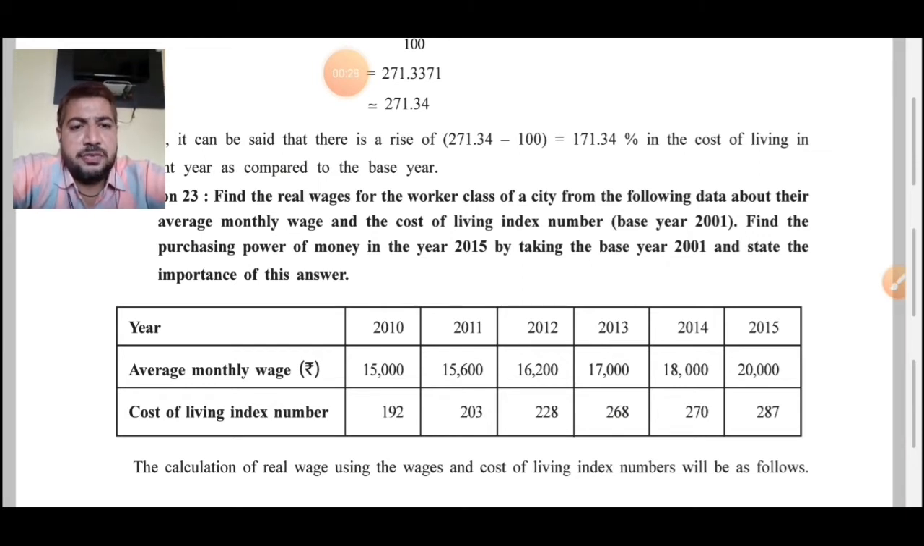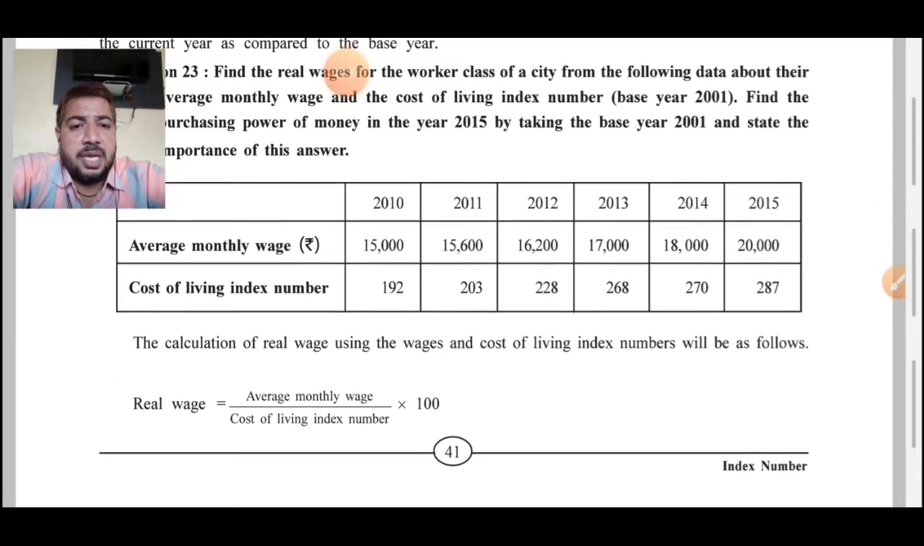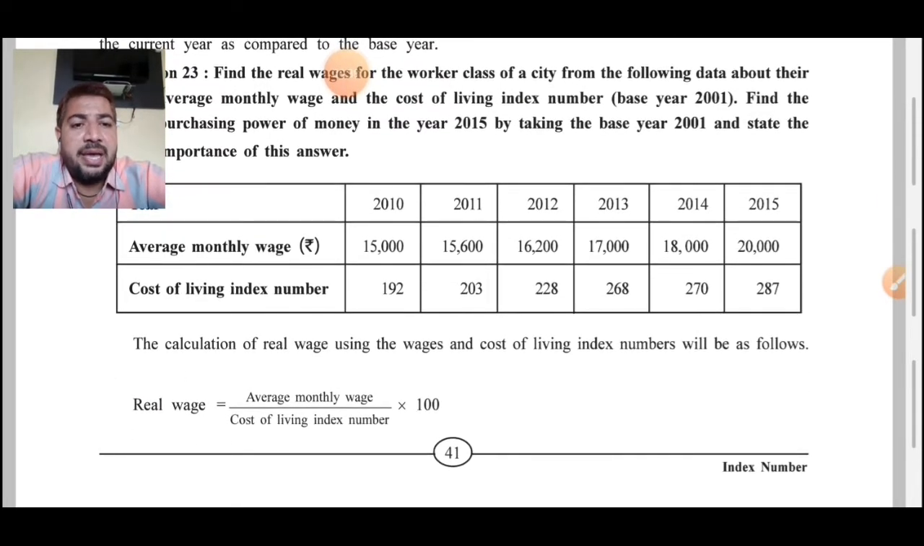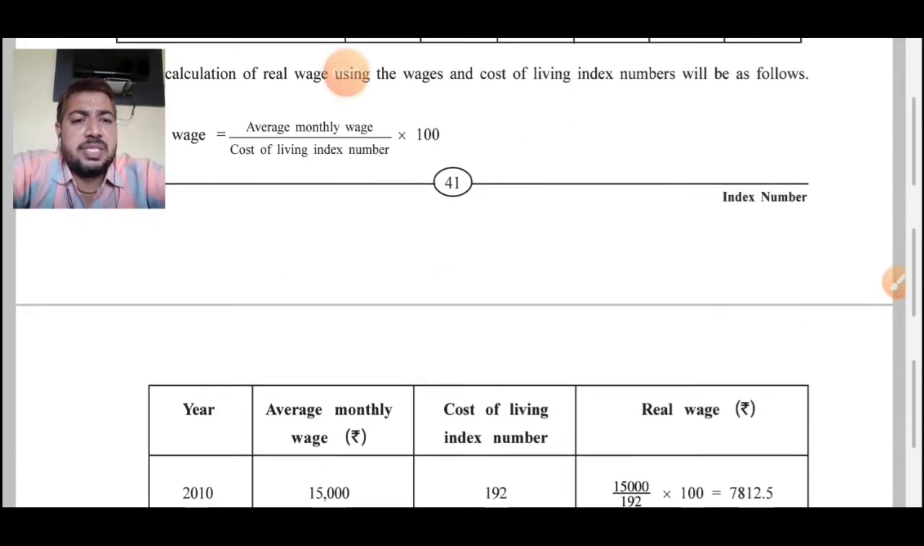So friends, in my last video we had discussed the formula of real wage, so we will apply the same formula over here. Real wage is equal to average monthly wage upon cost of living index number, or you can write it like wage upon cost of living index number multiplied by 100. So this is a very easy calculation, friend.